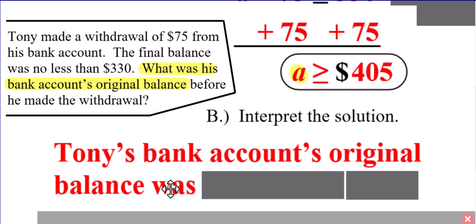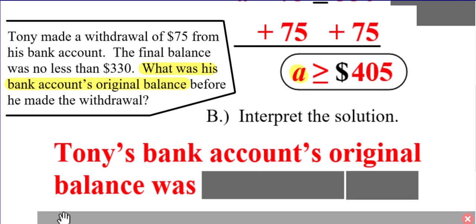By the way, do I have to say Tony? No, I could have used the pronoun his. Not a big deal. I could have just said the bank account's original balance. That would have been fine as well. So different slight little variations on how you can word the beginning of your sentence, but you want to make sure you're starting with words that represent what the variable is.